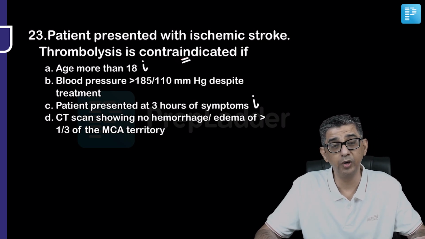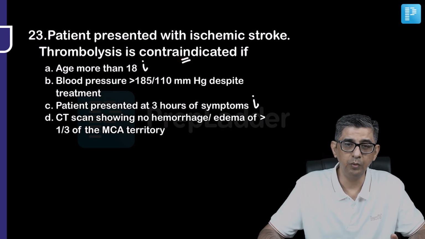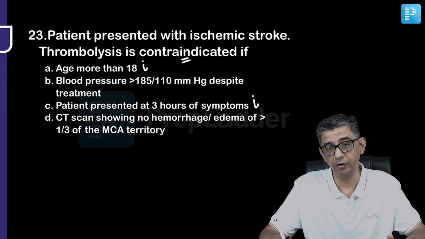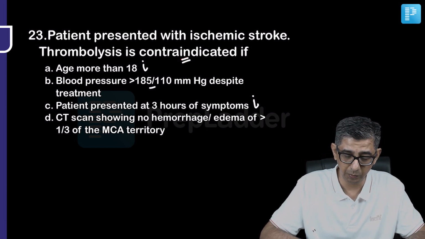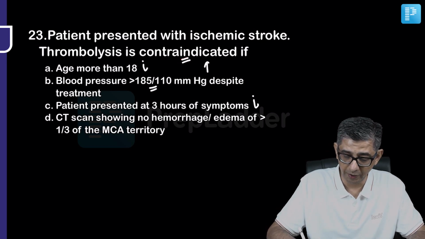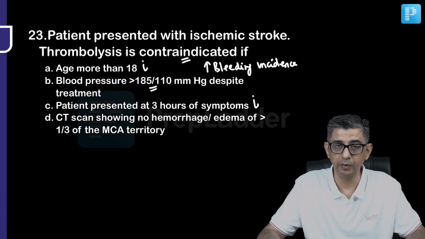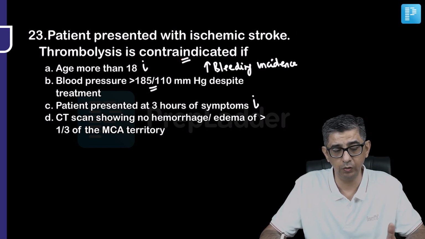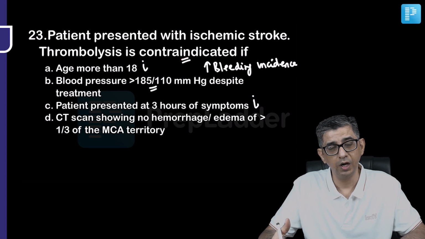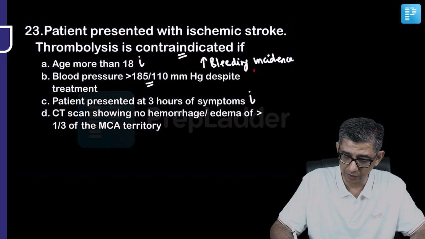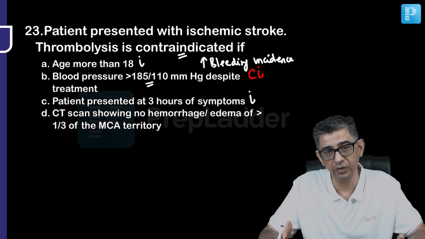So the earlier the patient comes, the more neurons I'm able to save. Now, if I look at B, he says blood pressure more than 185 by 110 millimeter of mercury despite treatment. The problem is if I do thrombolysis with this higher BP, it will increase the bleeding incidence. It will increase the chances of development of CNS bleed in any person. So the message is that blood pressure should be brought down by giving labetalol. It will take you 10 minutes of administration of labetalol. You can bring down the BP to a respectable value and then you can do thrombolysis. So option B per se, I will say, is a contraindication to doing a thrombolysis in an individual.